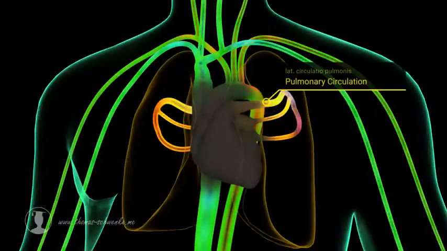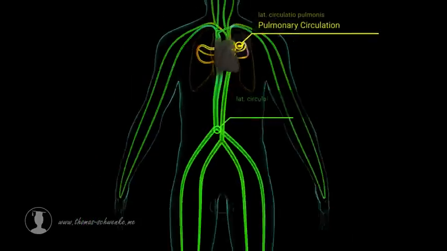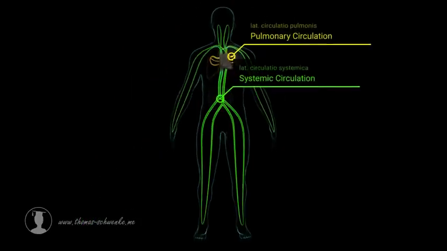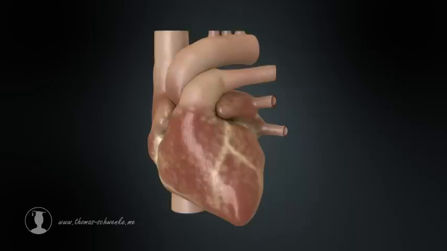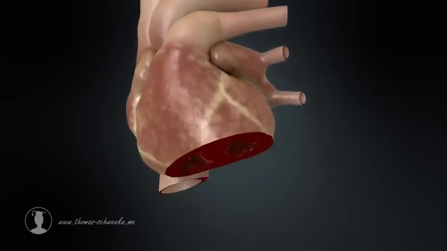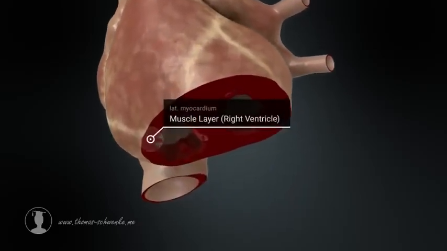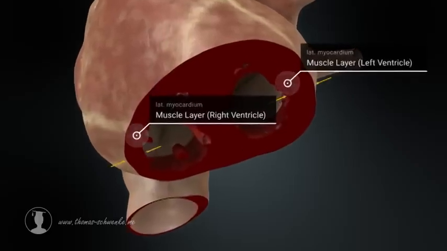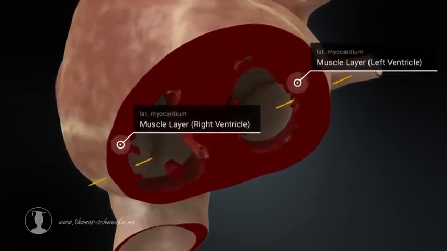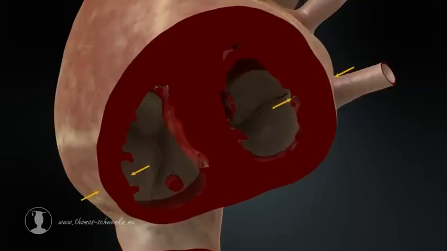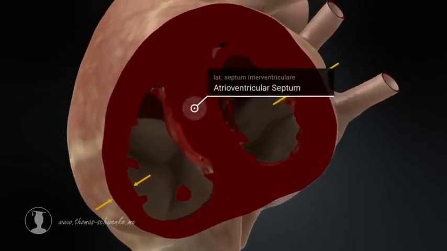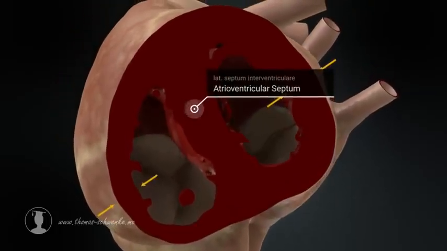As the pulmonary circulation is short, but the systemic circulation is long, the heart chambers require muscles of different strengths. For this reason, the right ventricle has a much thinner muscle layer than the left ventricle. The interventricular septum of the heart, which separates the left and right ventricles, also consists of strong muscles.